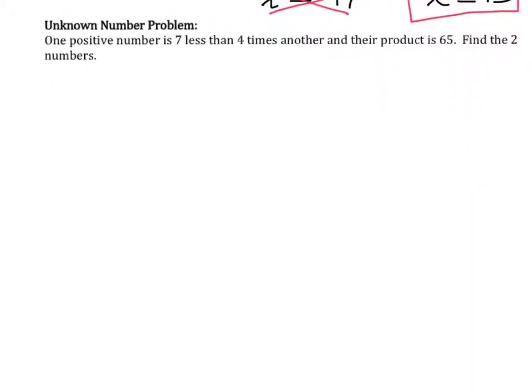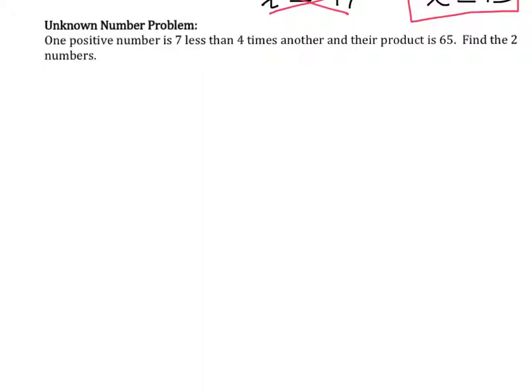In this example, it says one positive number is 7 less than 4 times another, and their product is 65. Find the two numbers, all right? And so this is an unknown number problem, right? Not necessarily consecutive. They could be, but this is unknown, all right? And so what I'm going to do, since I read the problem, I'm trying to find two numbers, and they give me some information so that I can at least write an algebraic expression for both of the numbers, right?